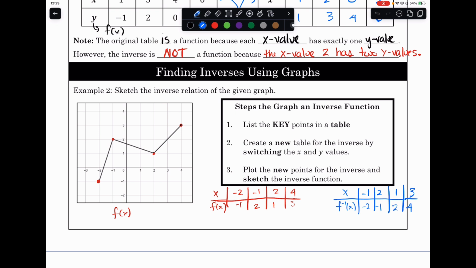Now I'm simply going to plot these new points for the inverse and sketch the inverse function. So -1, -2 is right here. 2, -1 is right there. And I'm going to connect those two points. The next one is 1, 2.